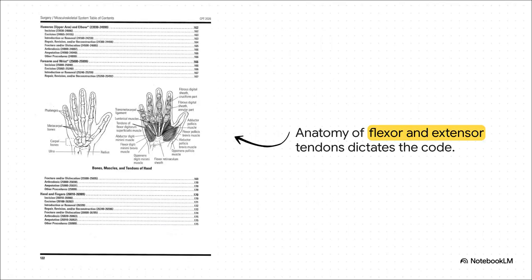Tendon coding relies heavily on exactly where the injury is, the specific zone of the hand. Think about it. Repairing a delicate flexor tendon deep down inside the palm is a vastly different surgical ballgame than fixing an extensor tendon right at the very tip of the finger. The CPT codes differentiate based on these specific zones, whether it's a primary or secondary repair, and if it needs a free graft. You really have to break out the magnifying glass and read the operative notes closely here.